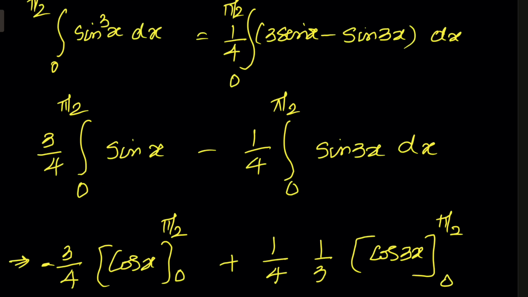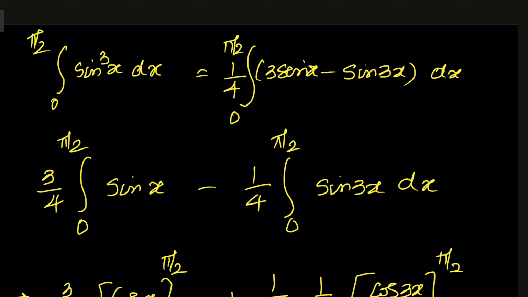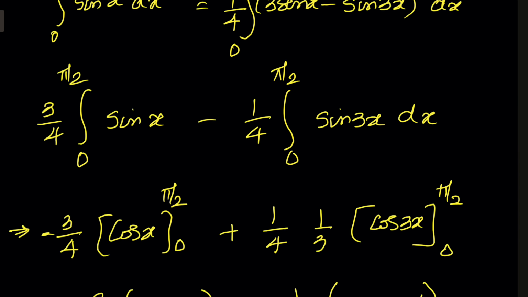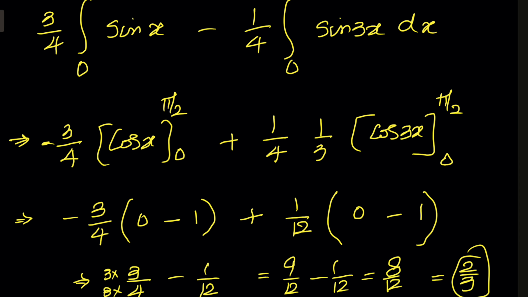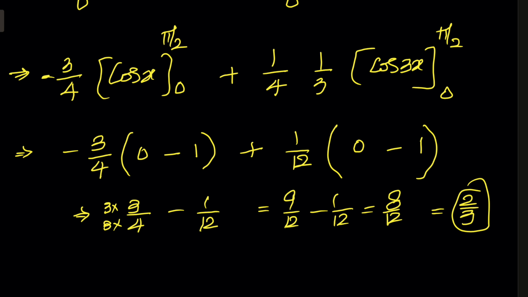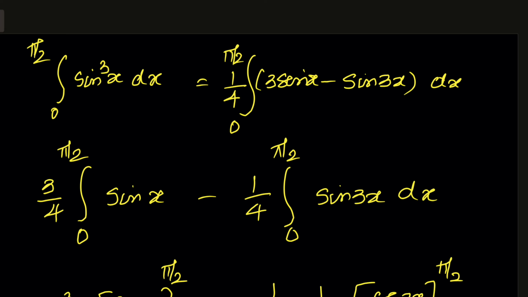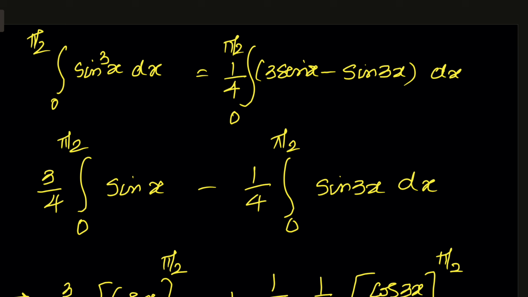So we can do this in two methods. In the second method, what we did? We have written sin cube x as 3 sin x minus sin 3x by 4. Then we integrated it. We know integral of sin x is minus cos x and integral of sin 3x is minus cos 3x by 3. We applied the boundaries pi by 2 and 0. We know cos pi by 2 is 0 and cos 0 is 1. Simplifying, we will get 2 by 3. So that's how we can solve this problem in two methods.